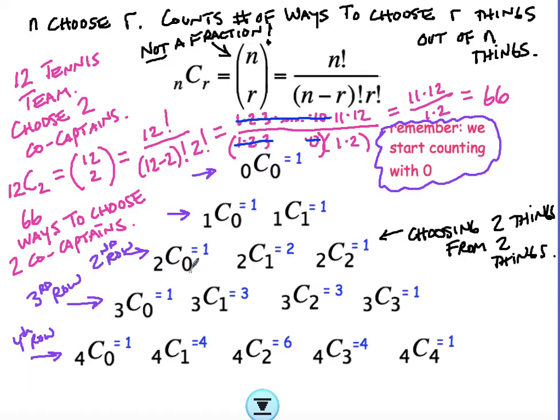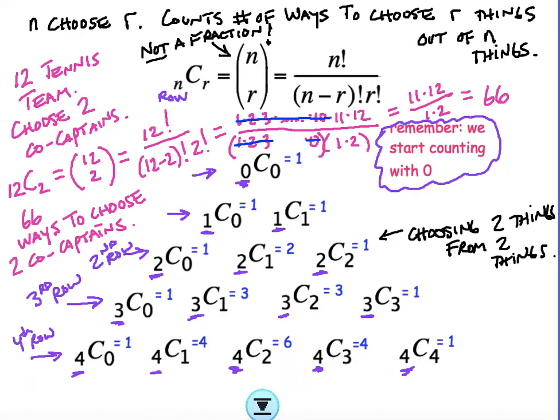Okay, maybe you're noticing it. These 1s represent being in the first row. These 2s represent being in the second row. The 3s represent being in the third row. And the 4s represent being in the fourth row. And this 0 up here is in the 0th row. So this N right here is the row that you're in.